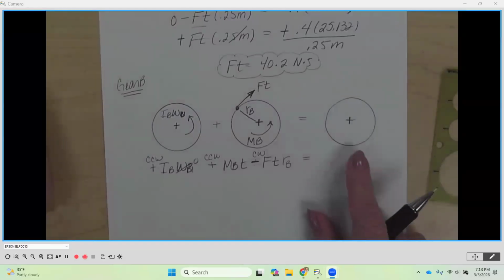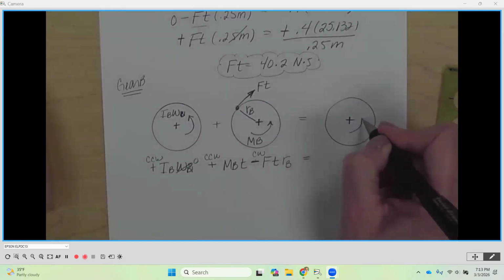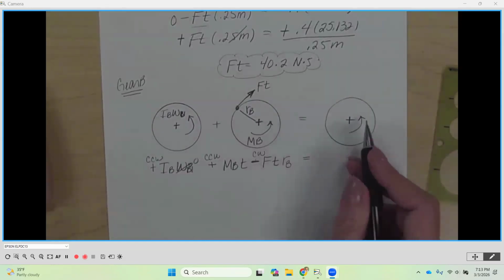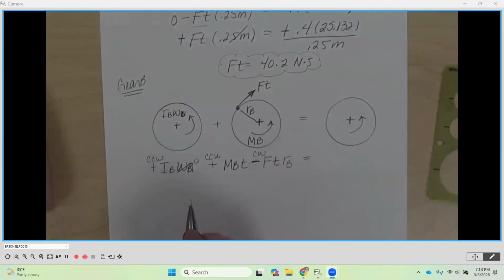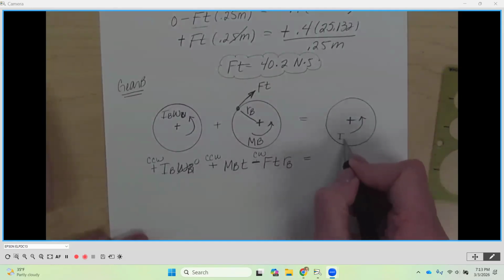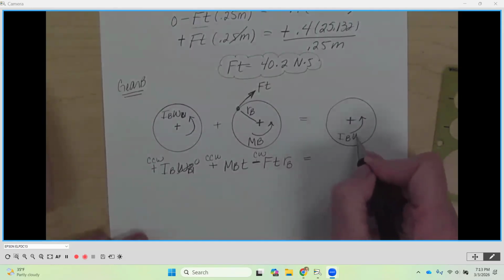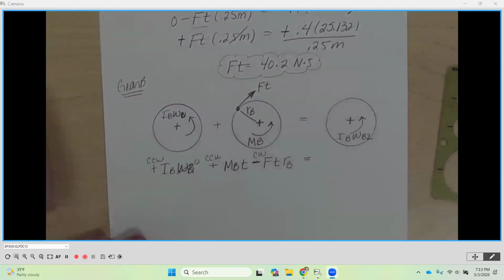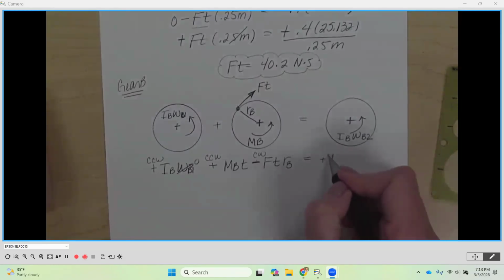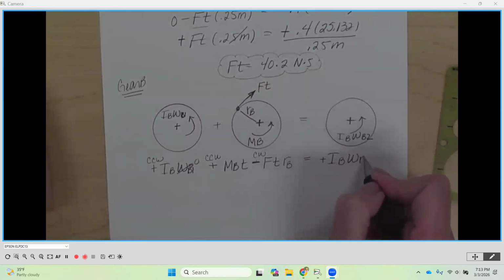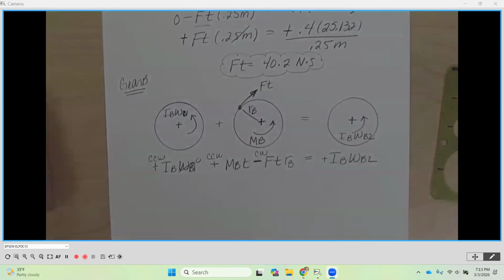It's going to be equal to the angular momentum of the after. So it is going to continue to rotate in a counterclockwise direction, and this is going to be IB WB2. So this is going to be a positive IB WB2. All right, then we just got to fill in all of our values.